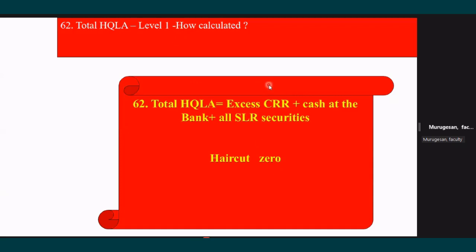They will give data: their NDTL and their balance with RBI. So the excess CRR you can find from the data. They will give indirect data. And the cash at the bank they will give. And NDTL they will give. And they have made investments this much. Okay, then entire SLR securities can be taken for HQLA. So the total HQLA, how much? Level 1, how much? They will give data. I will give you one formula also. So level 1, normally, this is how you have to calculate.